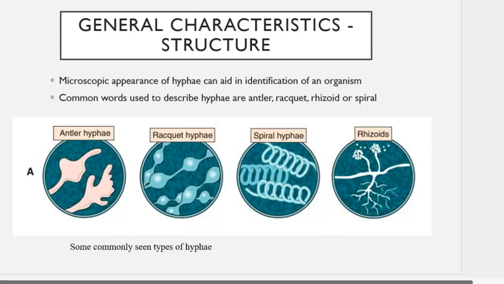So the microscopic appearance of hyphae can help aid us in identification of the particular organism. Some common words used to describe hyphae are antler, which is an example right here. Then there is racket, which looks like it has little bulbs, kind of like a tennis racket. Also there's rhizoid, which is here on the end. And then there's spiral hyphae.